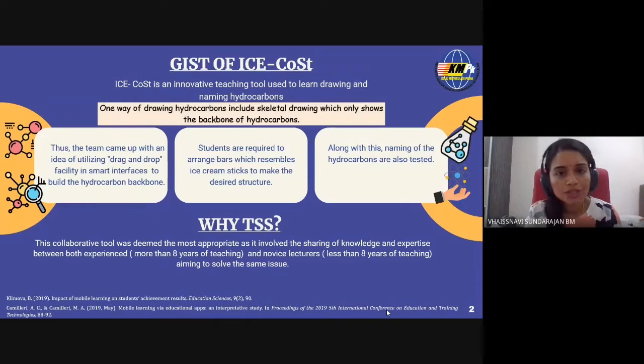Why did we choose TSS as our collaborative tool? The collaborative tool chosen is deemed to be the most appropriate as it involves the sharing of experience and knowledge between both experienced teachers, that is, lecturers who have teaching experience of more than 8 years, as well as novice lecturers who have teaching experience of less than 8 years, aiming to solve the same issue, which is to deal with students' inability to learn drawing and naming hydrocarbons.